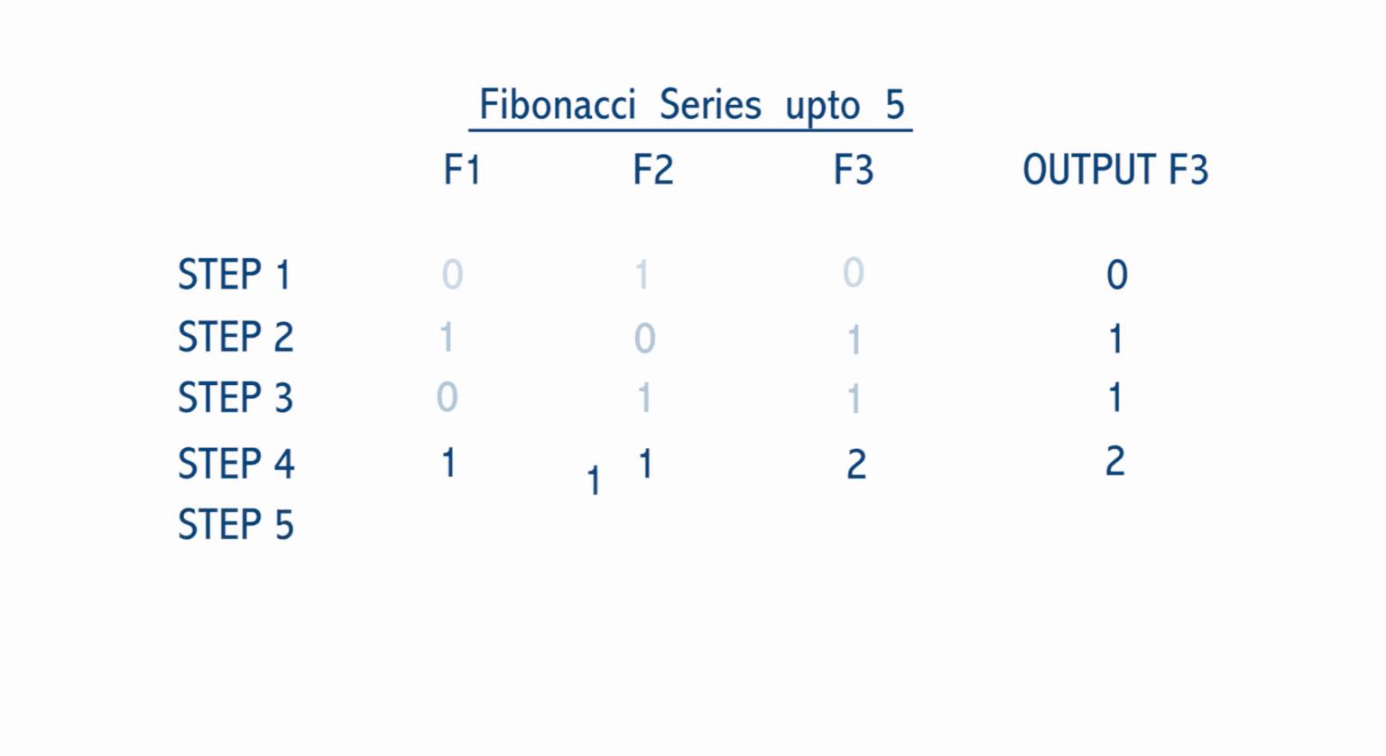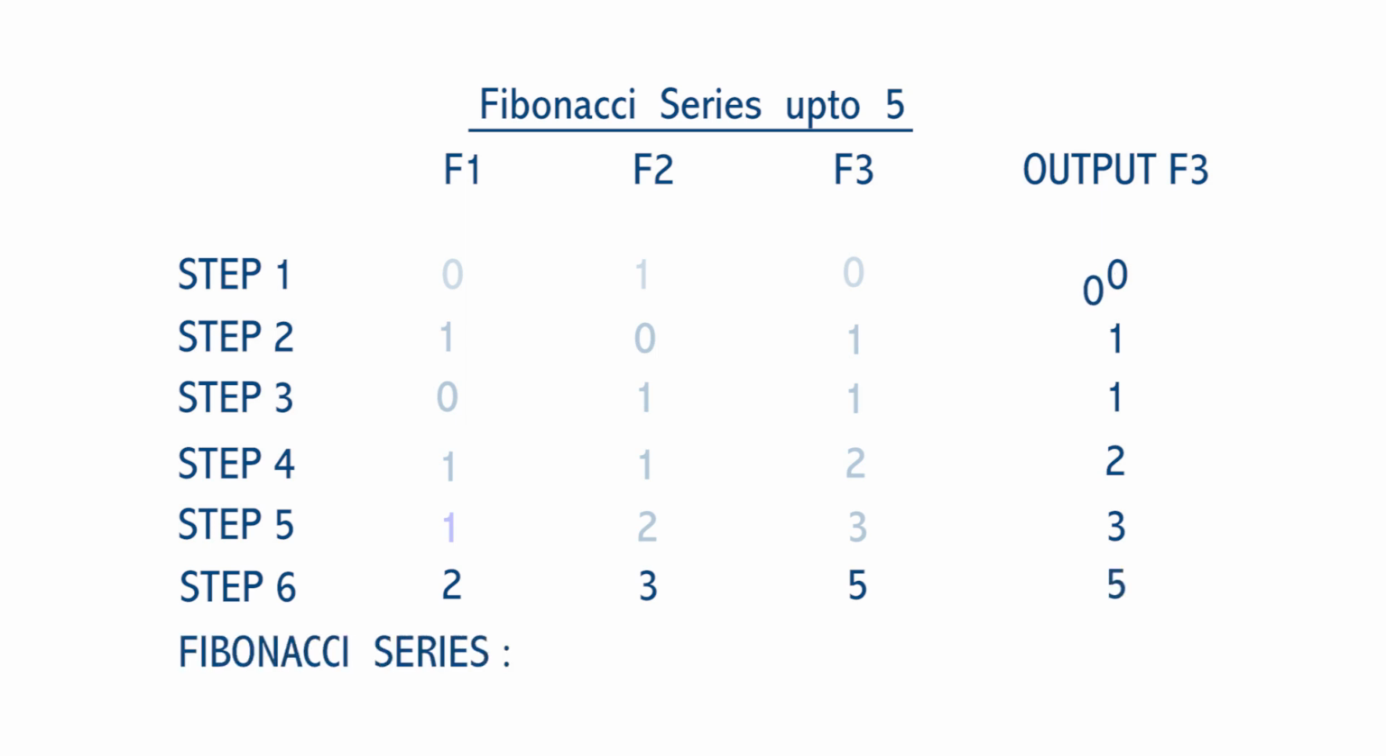Copy f2 to f1, that is f1 equals 1. Copy f3 to f2, that is f2 equals 2. f3 equals f1 plus f2, that is 1 plus 2 equals 3. Print f3. We got the output 3. Copy f2 to f1, that is f1 equals 2. Copy f3 to f2, that is f2 equals 3. f3 equals f1 plus f2 equals 2 plus 3 equals 5. Print f3. We got the last term 5. Thus we got our sequence as 0, 1, 1, 2, 3 and 5. This is how we built our Fibonacci sequence.